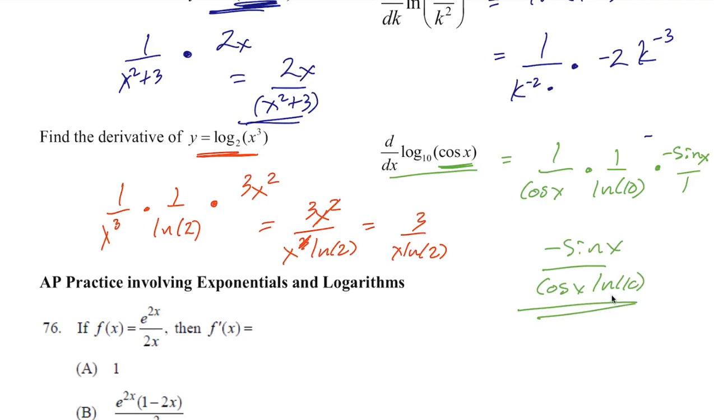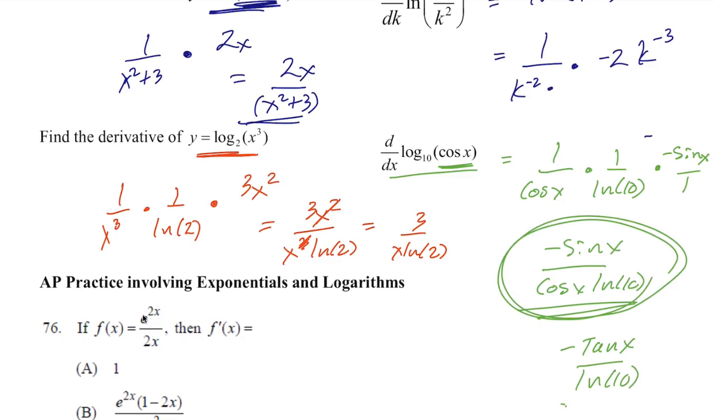Again, free response, that's fine. If we're doing multiple choice, which we'll practice in a second, as you can tell, I would probably have to simplify sine over cosine to be tan, so it'll be negative tan x over natural log of 10. But again, free response, you're good. This is totally fine on free response. But multiple choice is probably going to look like this. So let's do some of those.